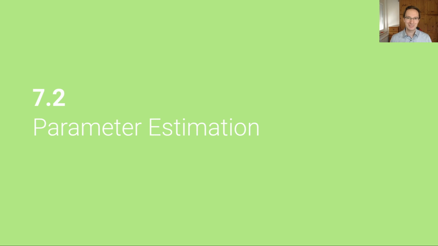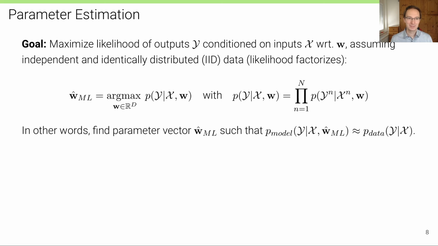How can we now estimate the parameters of a conditional random field? Our goal is to maximize the likelihood of the outputs y conditioned on the inputs x with respect to the parameter vector w. And as is often the case in machine learning, we're going to assume that the data is independent and identically distributed in order for the likelihood to factorize.